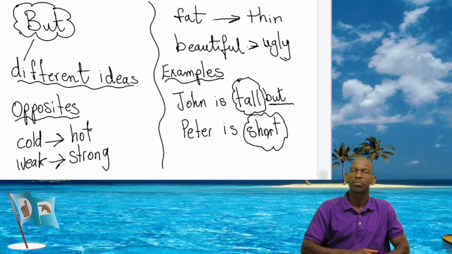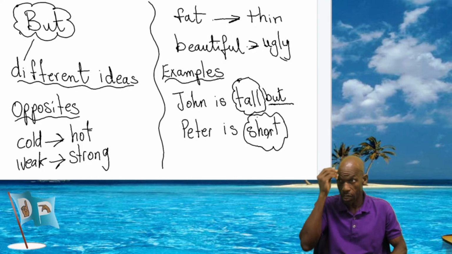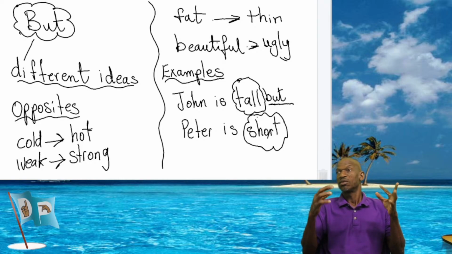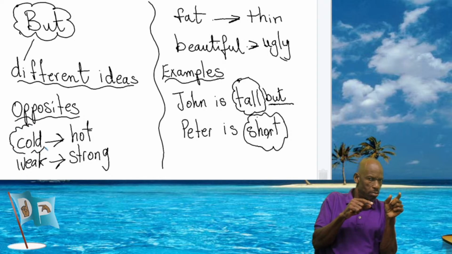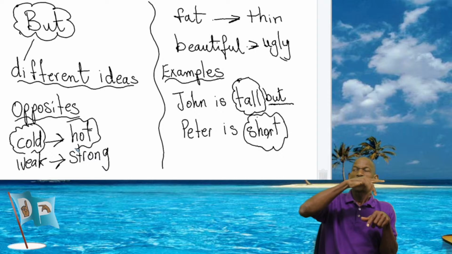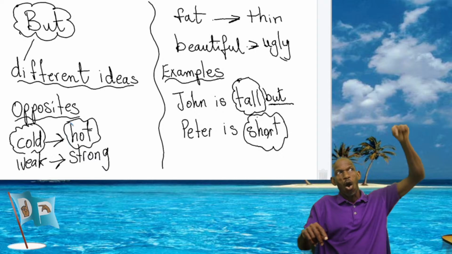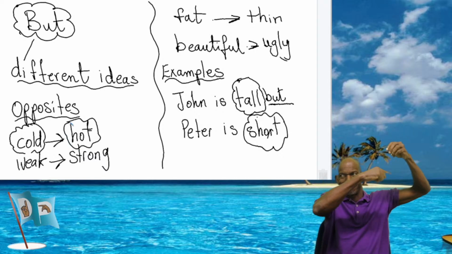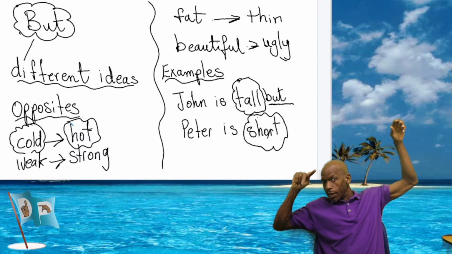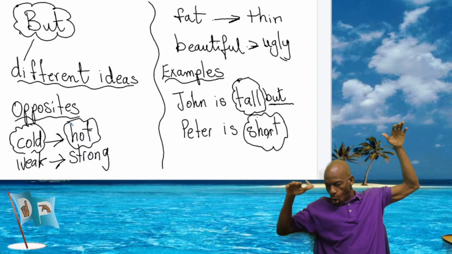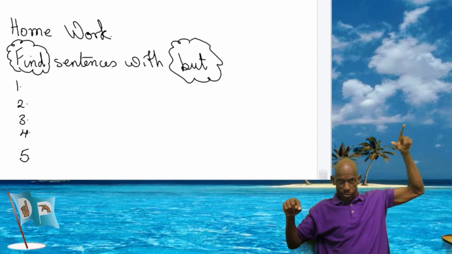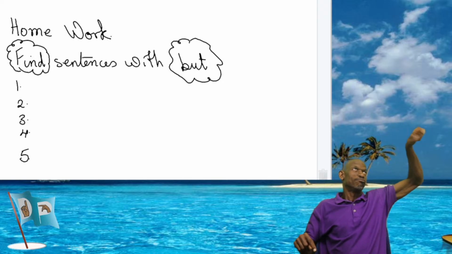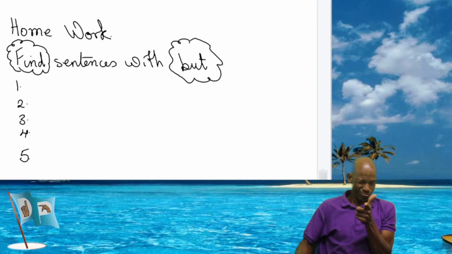So when we're looking at ideas that are opposite, when you find your sentences, see if you can find the opposite ideas. Like we have the opposite cold and hot. See if you can circle the opposite ideas in a sentence. So when you find your sentences, circle the opposite ideas. All right. So I'm going to go back to our home lesson. So you find the sentences with but and circle the opposite ideas.